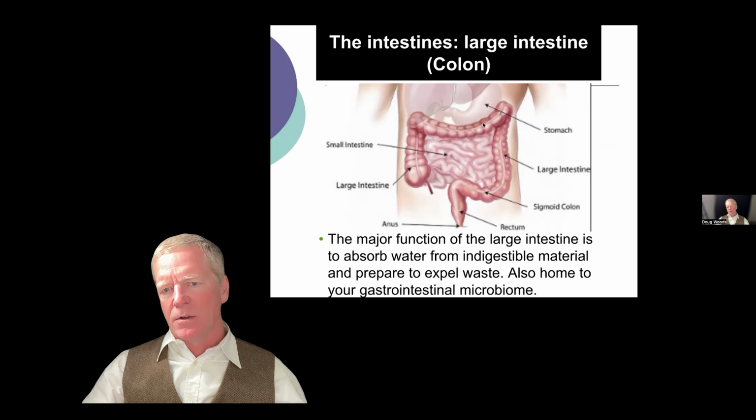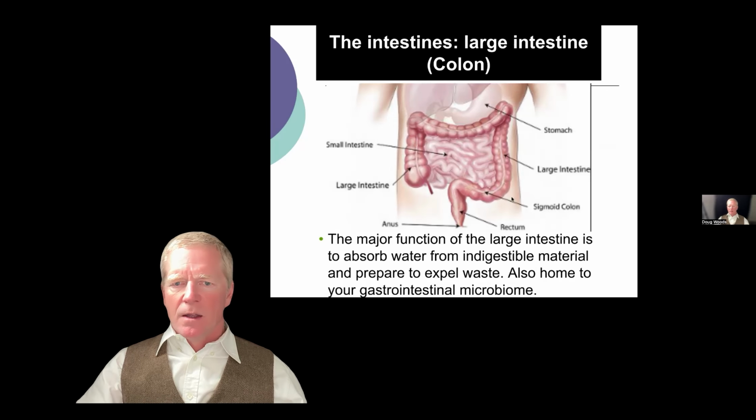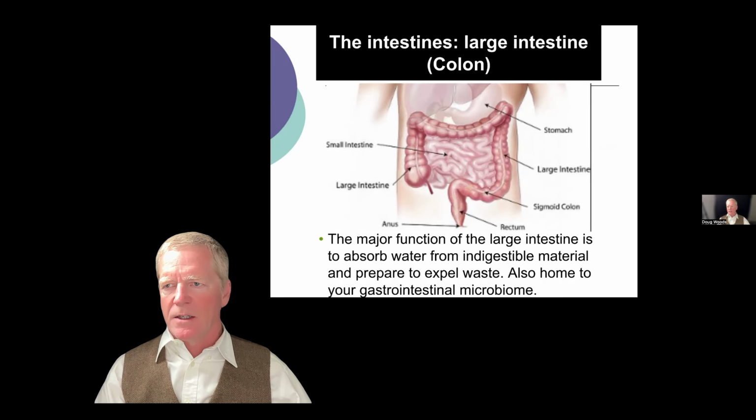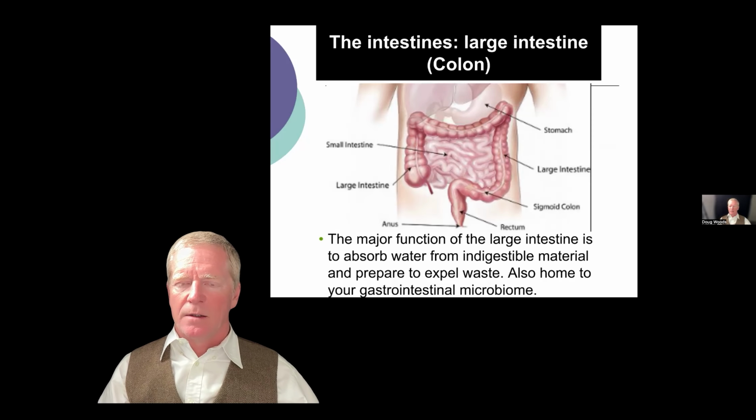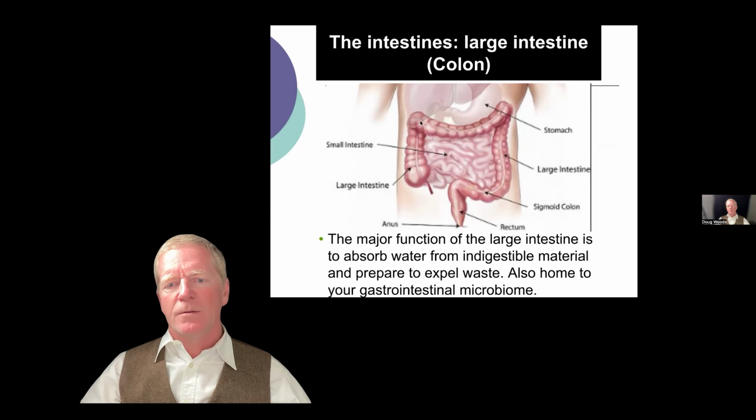Here, ascending, transverse, descending colon. They live here in your colon, and they help digest some of the material that your body otherwise couldn't digest. And that material includes things like fiber. So you should be eating at least 30 grams of fiber a day. And much of that material you can't absorb. However, your microbes in your microbiome will feed off that.